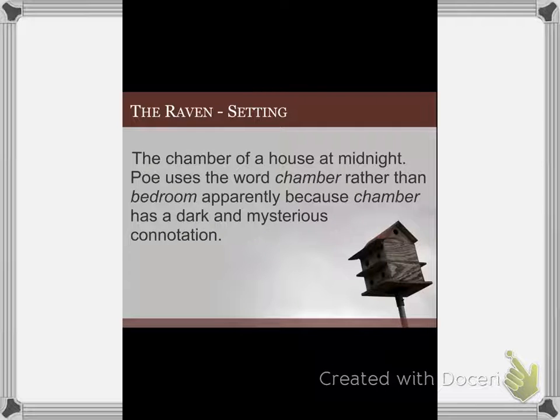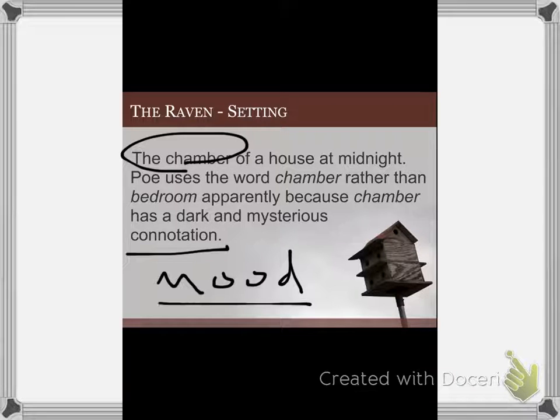So the first thing we're going to talk about is setting. We've talked before about how important setting is to Edgar Allan Poe. The setting of this story is the chamber of a house at midnight, right? That basically just means his bedroom. Poe uses the word chamber rather than bedroom, apparently because chamber has a dark and mysterious connotation. So that just elevates what we talked about in the past, the mood of the story. Chamber sounds a lot more mysterious than bedroom. It's the tone of the word. Chamber is better than bedroom whenever Poe is setting the mood. Much more mysterious.